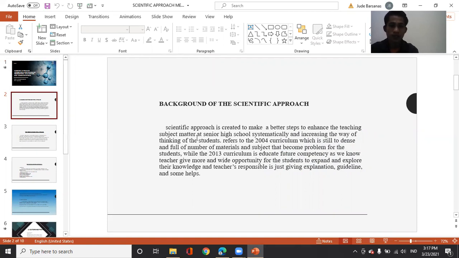Let us learn together about the background of the scientific approach. Well, my dear friends, the scientific approach is created to make better steps to enhance the teaching of subject matter at senior high school systematically and to improve the students' way of thinking. Referring to the 2004 curriculum, which is still too dense and full of materials and subjects, this became a problem for the students. While the 2013 curriculum educates for future competence, as we know, teachers give students more and wider opportunity to expand and explore knowledge, and the teacher's responsibility is just giving explanation, guidelines, and some help.